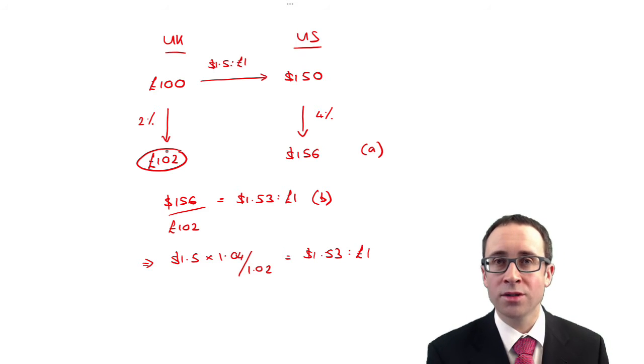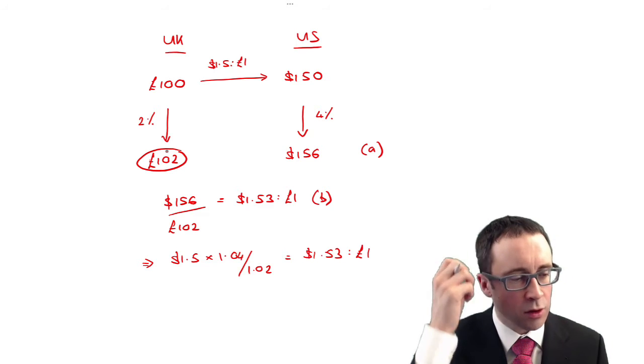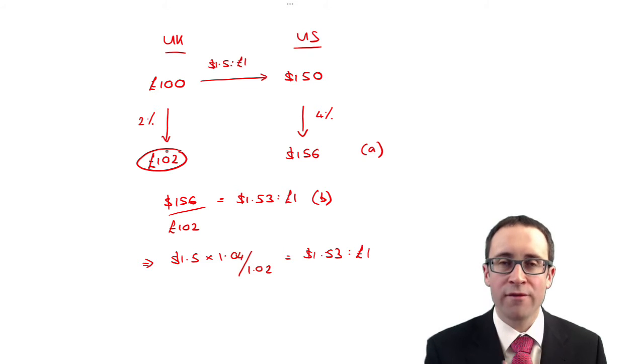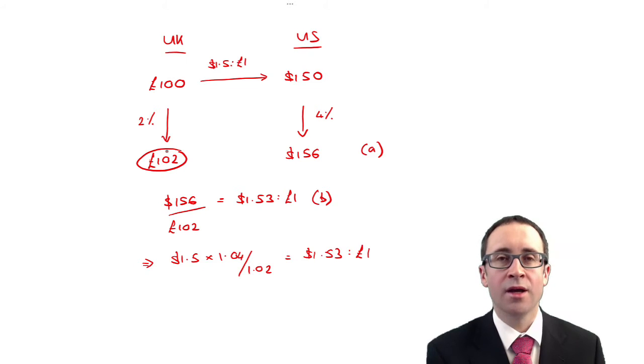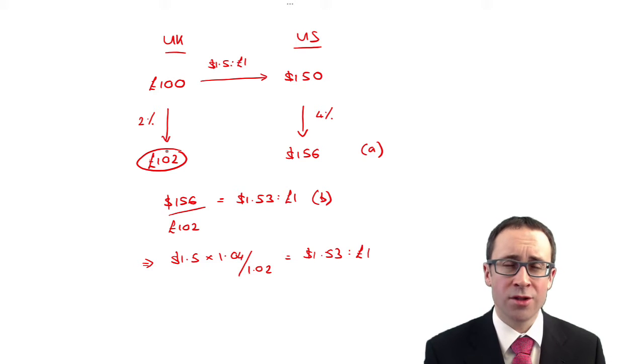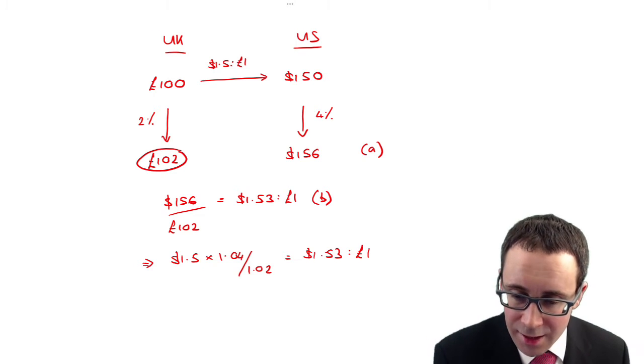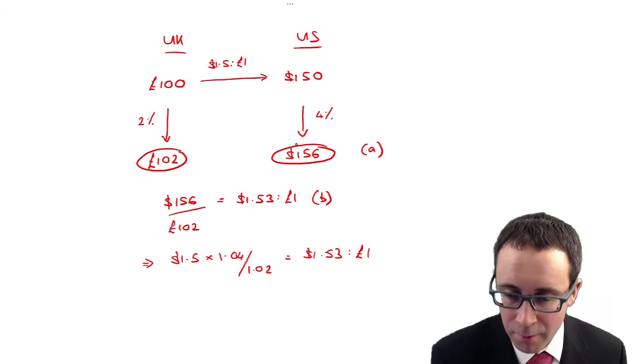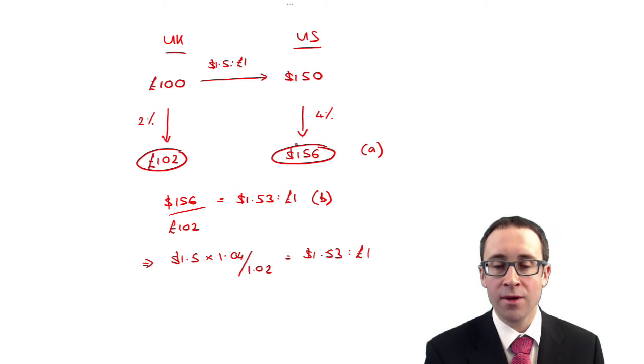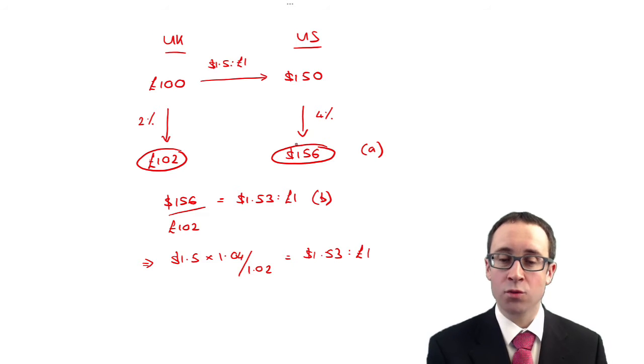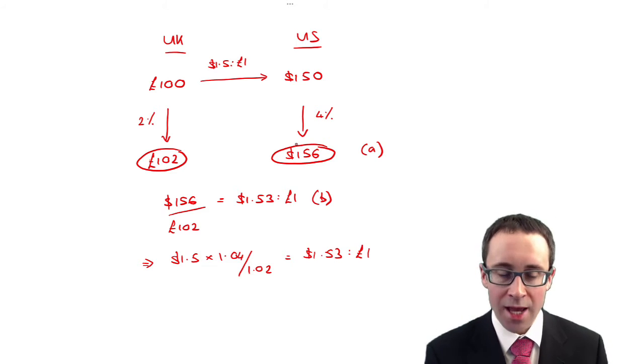The US dollars was probably a little bit more tricky, wasn't it? If it was £100 today at $1.5 to the pound, that's going to be equivalent to $150. If that increases due to inflation at 4%, you multiply 150 by 1.04, which gives you 156. Okay, so £102 or $156 is what you have in part A.